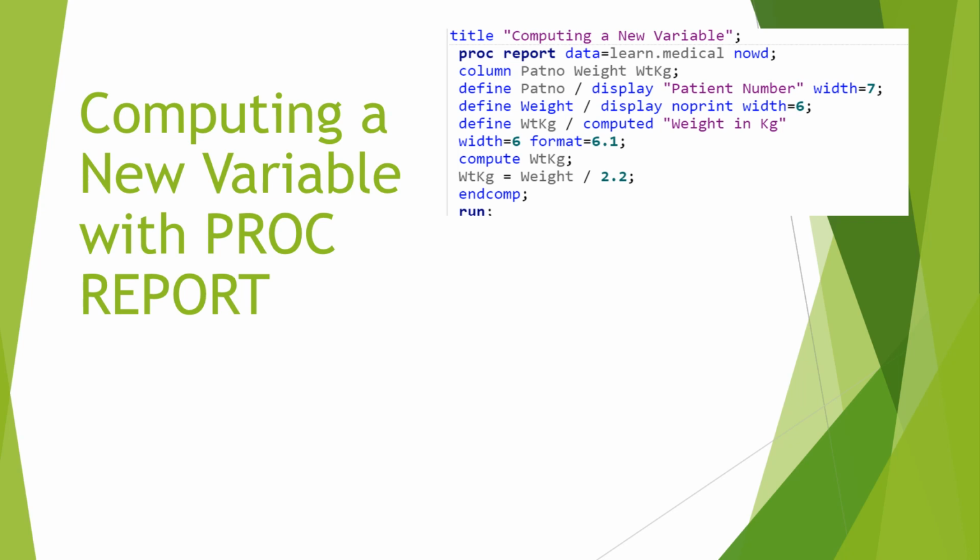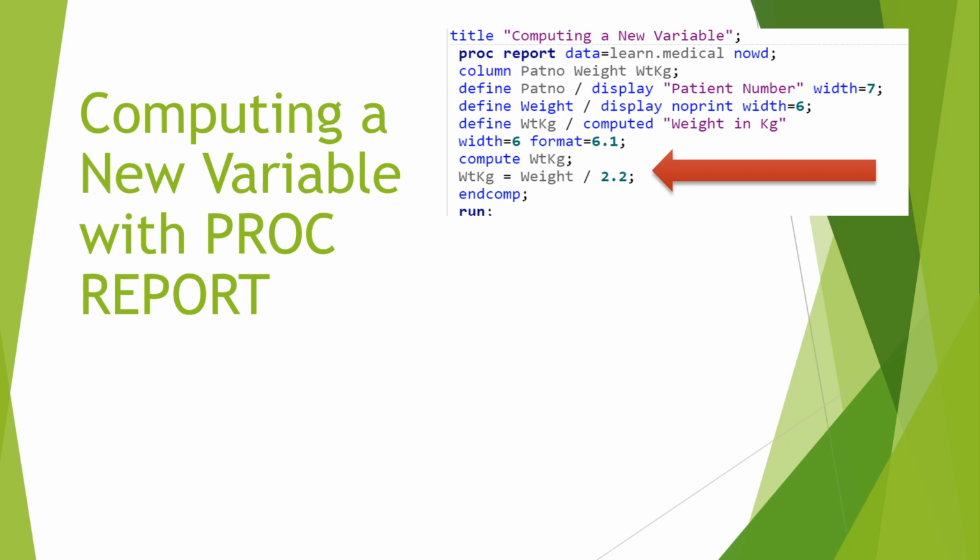Notice several things about this program. The new variable WT, which is the weight in kgs, and the variable used to compute it, weight, are both listed in the column statement. It is important that you list weight before weight in kgs in this statement, as a computed value must follow the variables or variable used to define it.